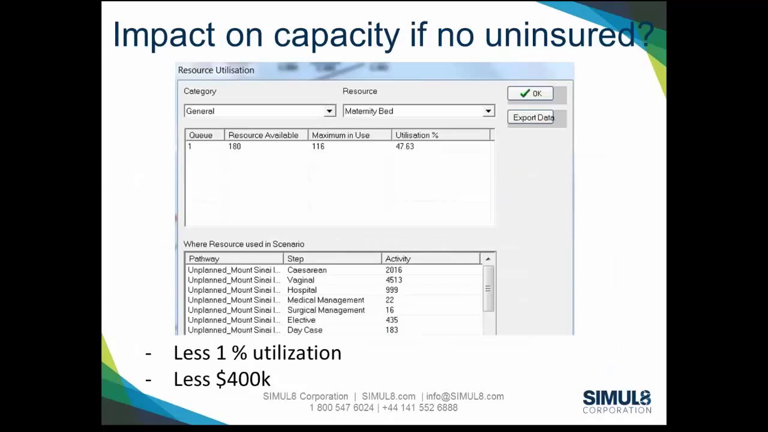So one of the questions was, well, what happens if everybody was insured? What difference would it make? And it makes a small difference to the utilisation of beds, and you can see the impact on cost.